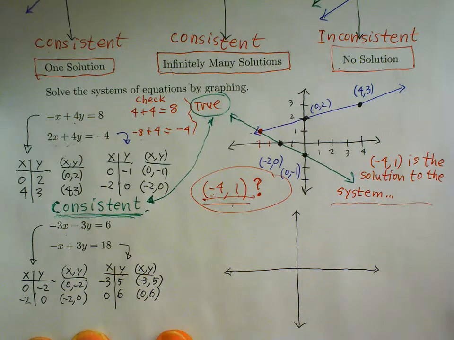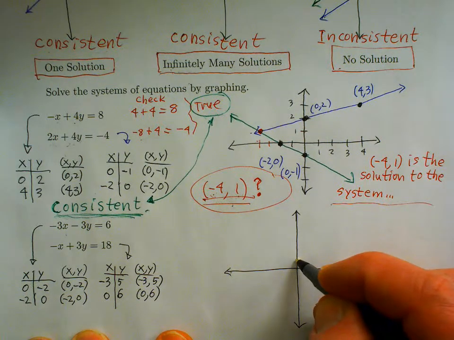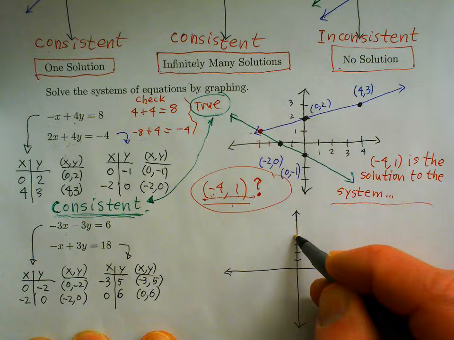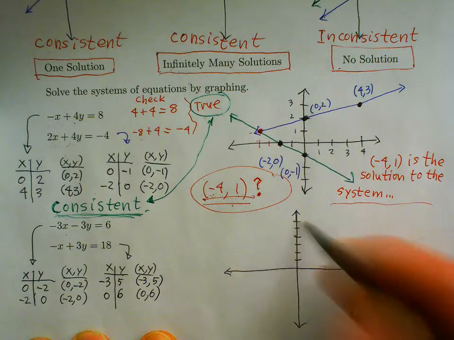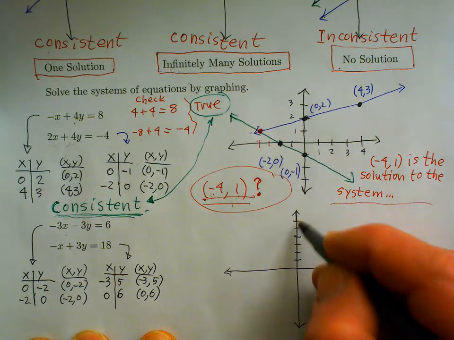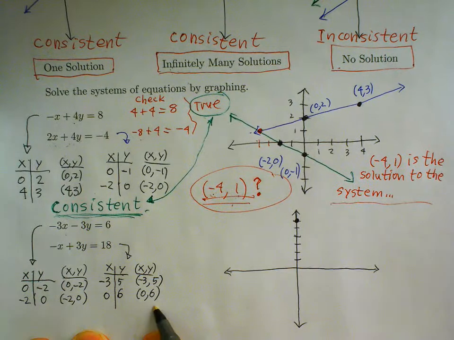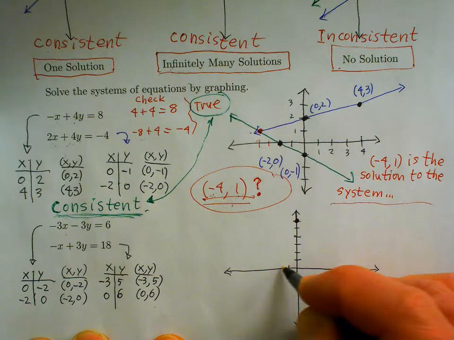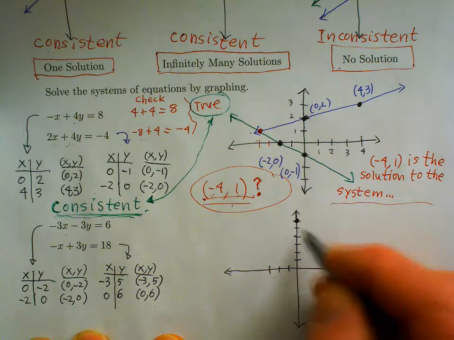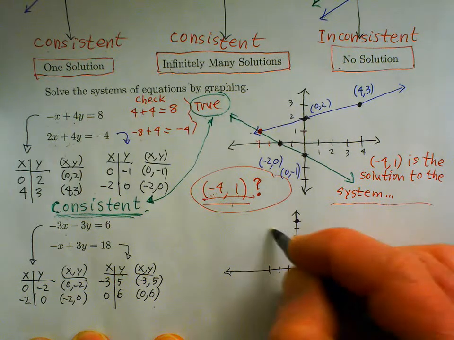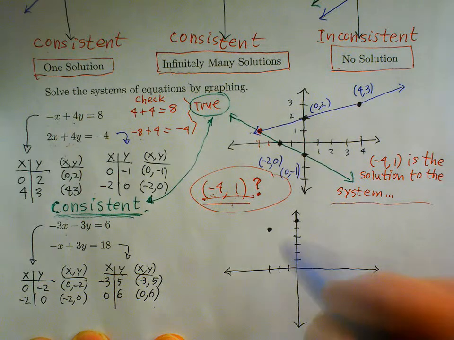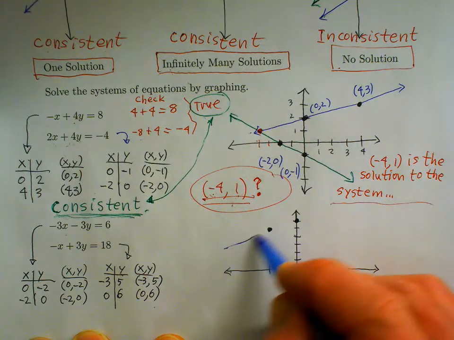So the ordered pair 0, 6. 6 is kind of big for the space we have, so the tick marks will be kind of small. There's 0, 6 for this line, and negative 3, 5 is this point. So we'll draw a straight line through those 2 points.